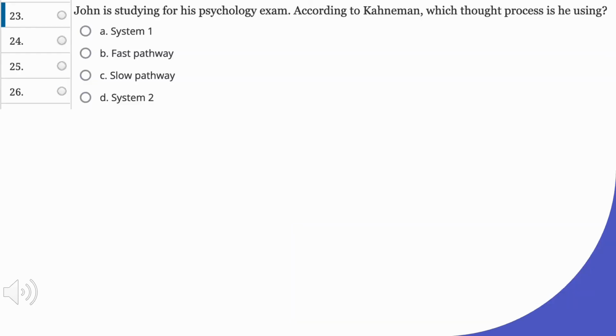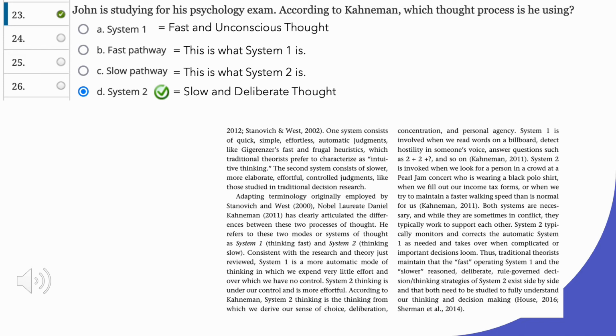Question 23. John is studying for his psychology exam. According to Kahneman, which thought process is he using? A. System 1. B. Fast pathway. C. Slow pathway. D. System 2. It's D. System 2. Explanation from the textbook.